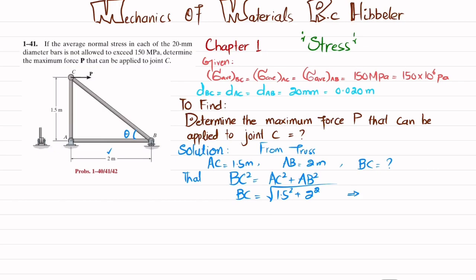From here you will get BC equal to 2.5 meter. Now you have this BC, so we will take joint C and analyze it by the method of joints. You can see due to this load P, it will cause compression in BC. As a result, the load applied by BC on point C will be like this. Similarly, due to this load P, AC will move toward this side, causing extension or tension. As a result, the load applied by AC at joint C will be this one.